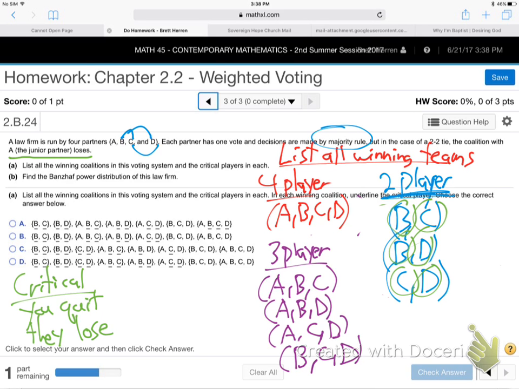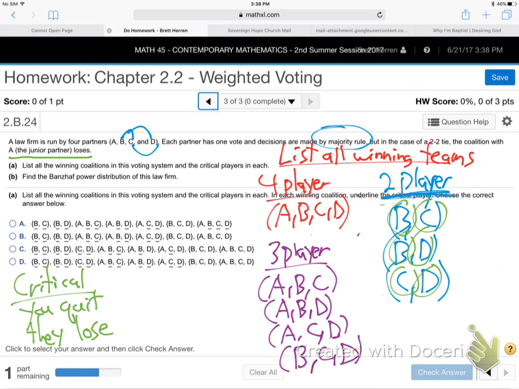Let's go to the three-player teams. That's where the real thinking is. So go to the three-player teams and circle who's critical. I'll give you just about a minute or two to do that. Let's go through it.